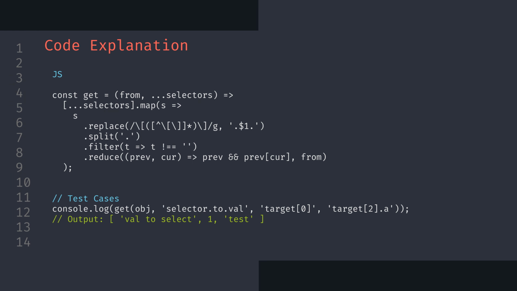The function begins by normalizing selectors, converting bracket notation to dot notation. Then, it splits the selector string into parts and uses reduce to traverse the object, retrieving the desired property value.